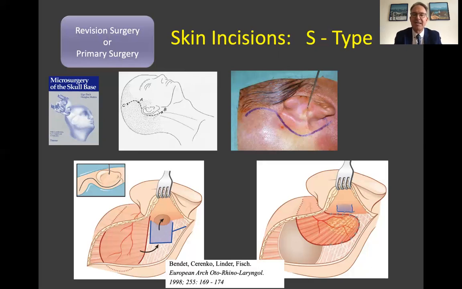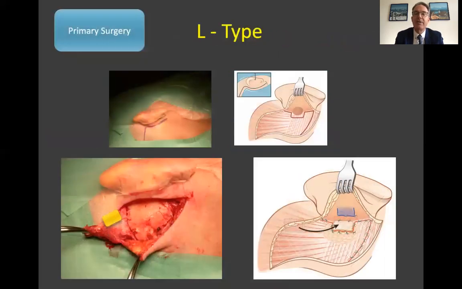Why? Because the implant was not properly covered by the muscle flap. This is why we switched a few years ago and now preferentially use the L-type incision. It's an L-type retroauricular approach, exactly the same that we use for all our cochlear implant patients.